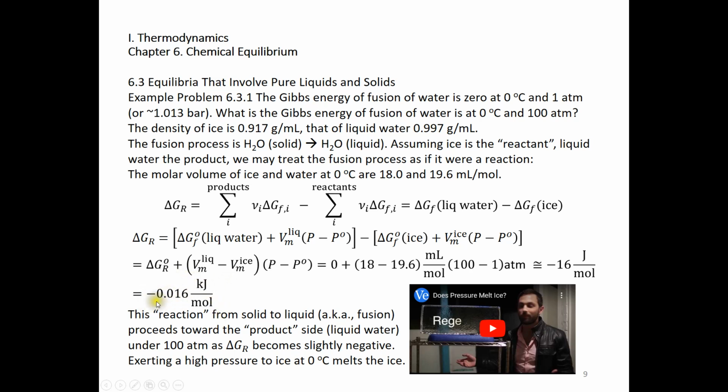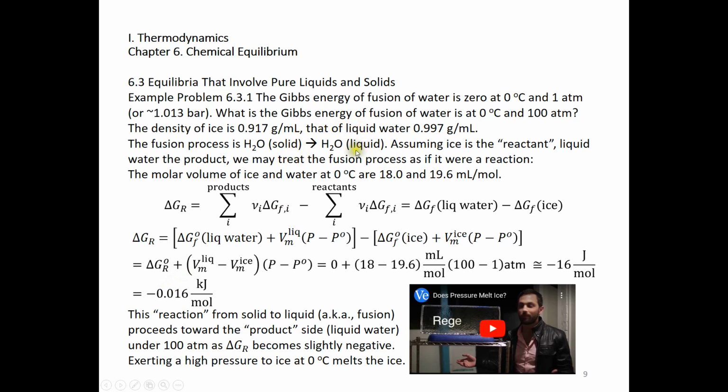However small, it's still a negative number. That means, in this case, the product side is going to be slightly favored. The liquid phase is going to be slightly favored when this is negative. The reaction should proceed to the right hand side.